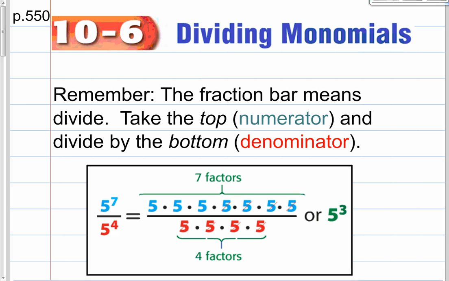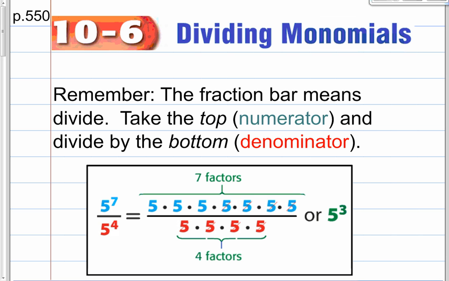Remember, a fraction bar means divide. That means you take the top, the numerator, and divide by the bottom, the denominator. Notice in our example, they have the monomial 5 to the 7th power all over 5 to the 4th power, which means divide those. They actually show you the long way of breaking these into factors. On the top, they have 7 5s being multiplied together, and on the bottom, they have 4 5s written.